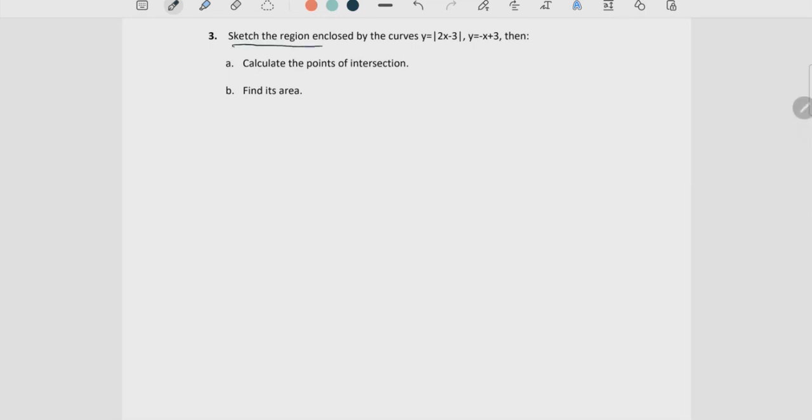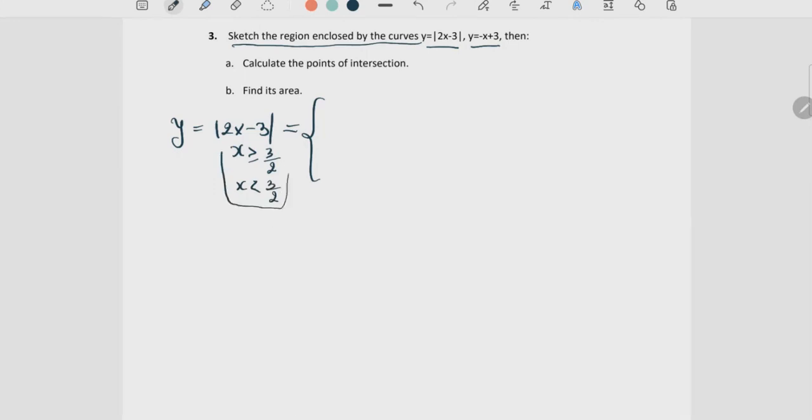Right, so let's look at the next problem. It's asking us to sketch the region that is enclosed between the curves y is equal to the absolute value of 2x minus 3 and y is equal to negative x plus 3. So we have an absolute value function again, meaning we have to define it piecewise. So two cases: when x is greater than or equal to 3/2, and when x is less than 3/2. At this point, I'm assuming that you remember how to define piecewise functions, so I'm not going to go too in depth into that.